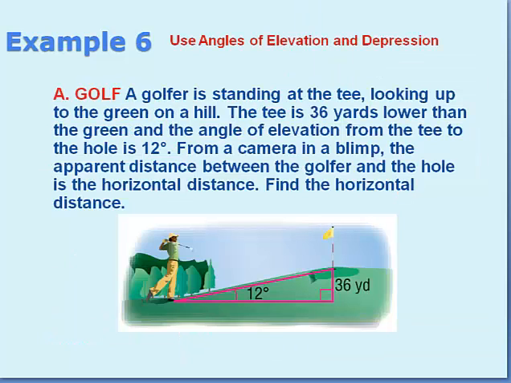A golfer is standing at a tee looking at the green on a hill. The tee is 36 yards lower than the green at an angle of elevation. So angle of elevation means from a horizontal looking up of 12 degrees. From a camera in a blimp, the apparent distance between the golfer and the hole is a horizontal distance. Find the horizontal distance. So it's really saying find x.